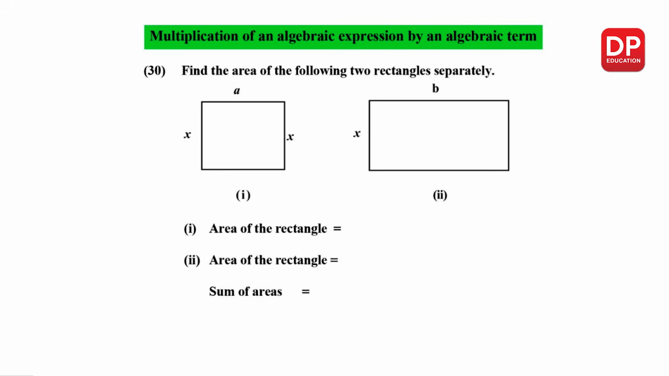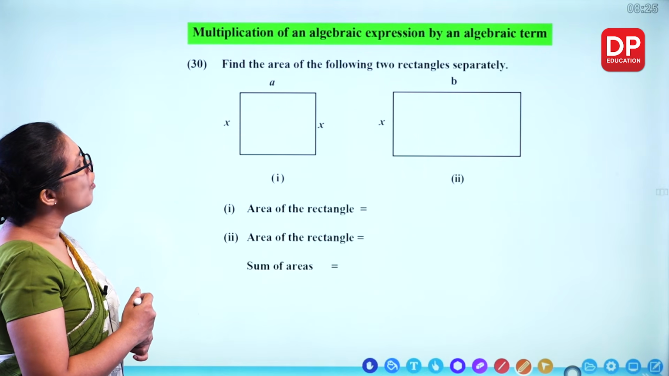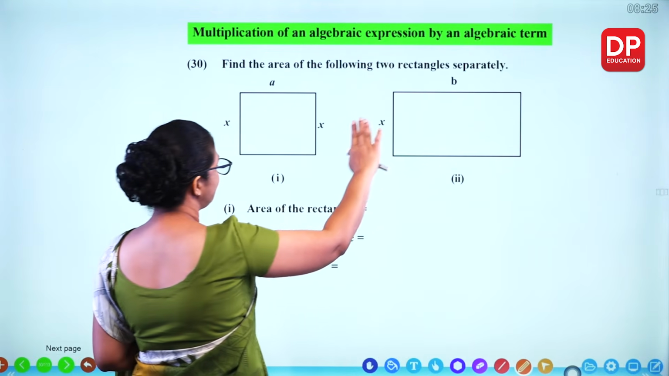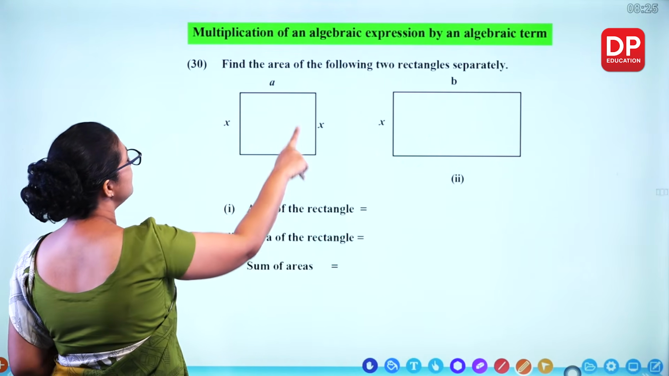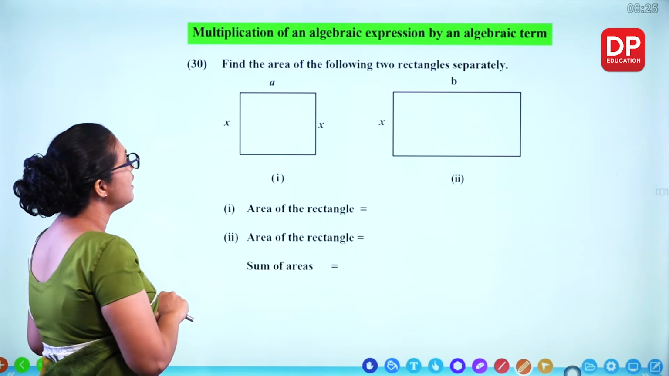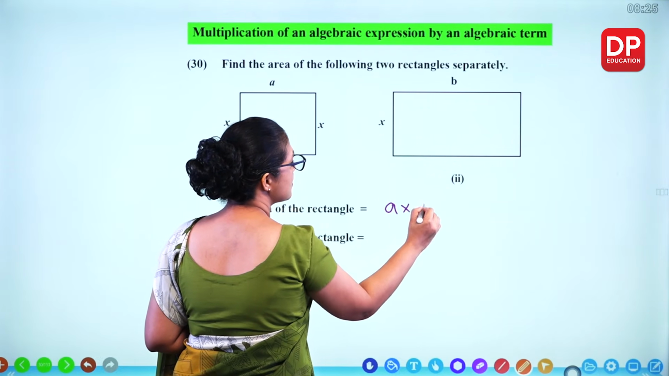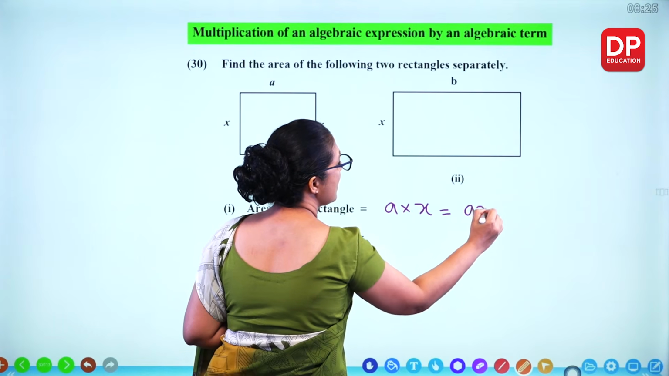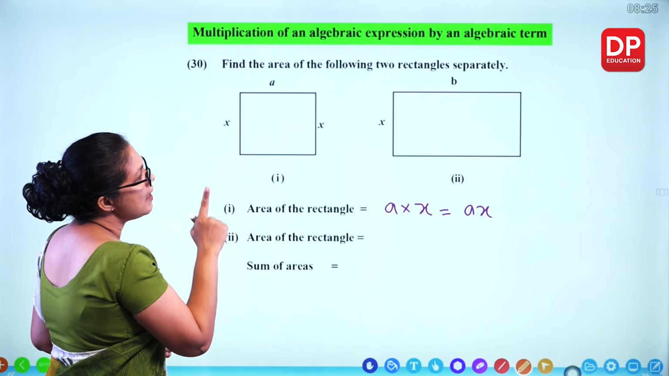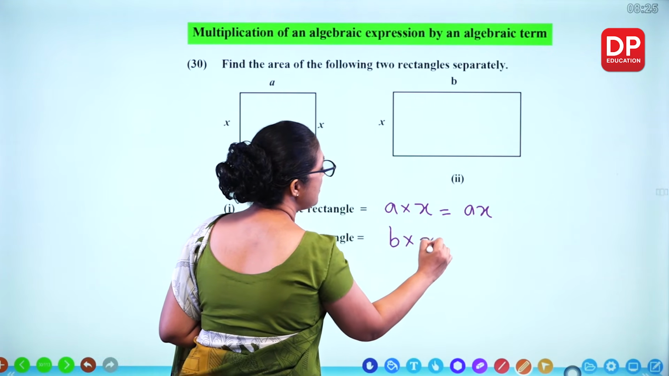Multiplication of an algebraic expression by an algebraic term. Find the area of the following two rectangles separately. So what's the area of the rectangle? This one is length into breadth or length into width. So area of the rectangle is a times x. So what's that? ax. What's the area of the other rectangle? Length is b, width or breadth is x. b times x, bx.